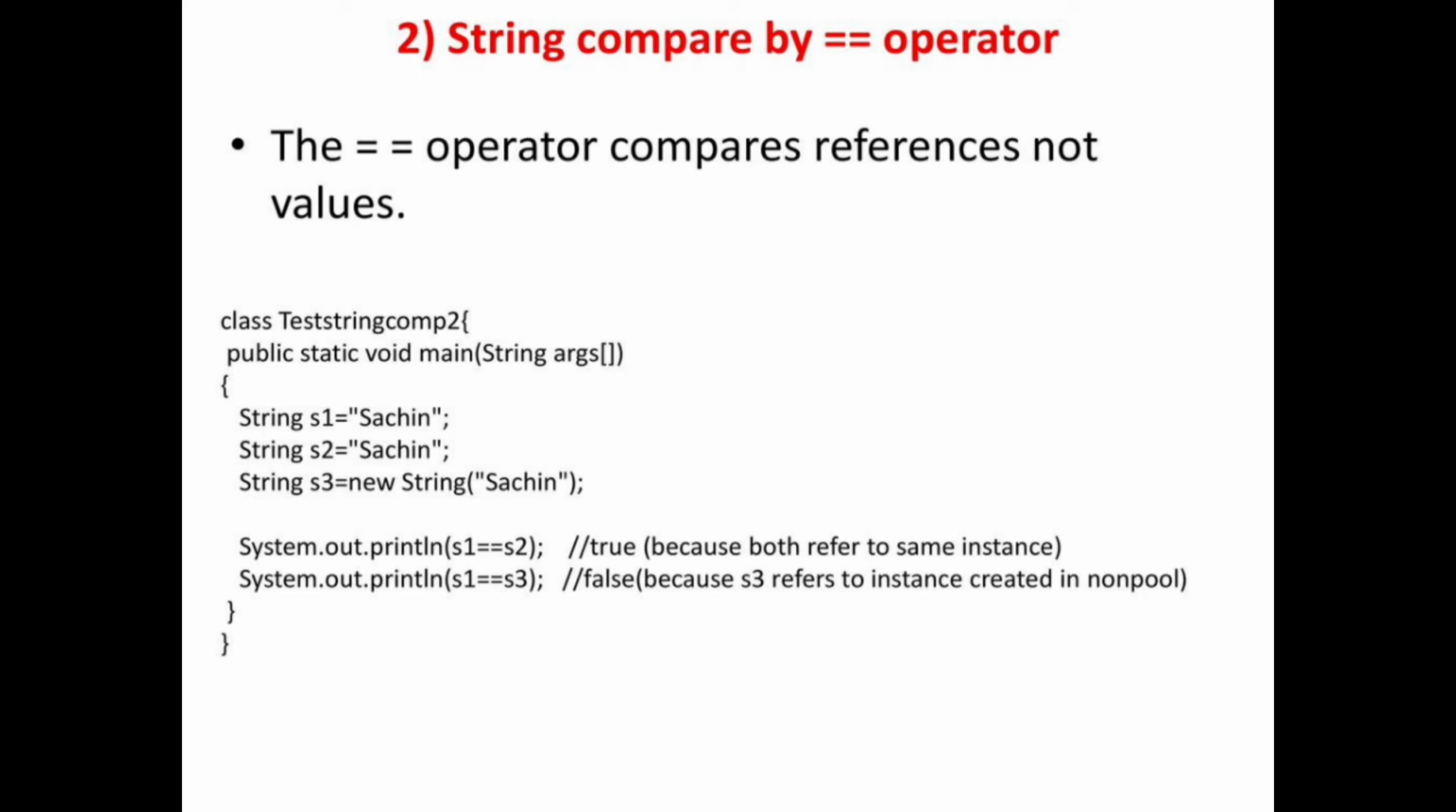This compares references. Here three strings are declared, S1, S2, S3. S1 is Sachin, S2 is also Sachin, and S3 is also Sachin, with S capital, all three output strings. Comparing S1 == S2, both are equal because the Sachins are the same, so it displays true. And S1 == S3 displays false, because S3 refers to the instance created non-pool.